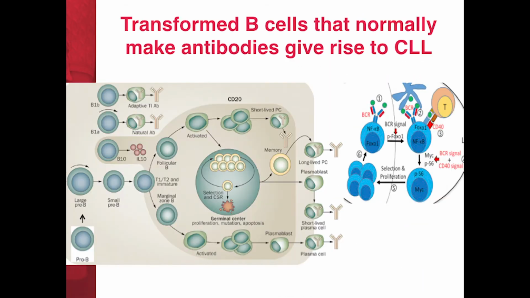So in CLL, the cell of origin is a B cell. And so I have to tell you a little bit about B cell biology to understand CLL. So B cells are lymphocytes, white cells, that arise in the bone marrow. And they come out of the bone marrow and they traffic in the blood to regions in the body called lymph nodes and the spleen and back to the bone marrow. And why do they do this? They do this because their job is to fight infections.